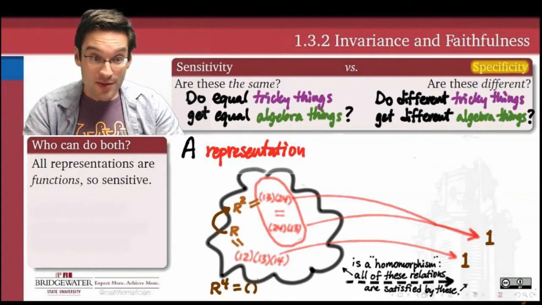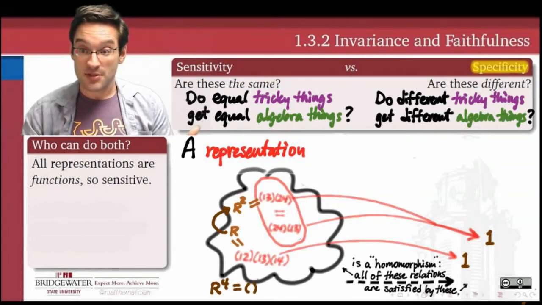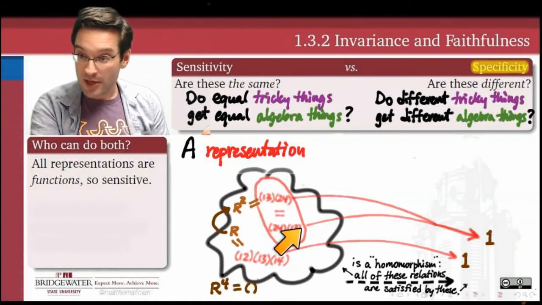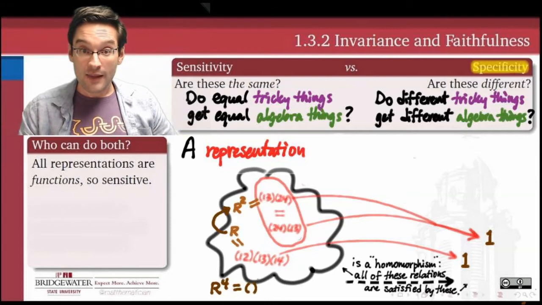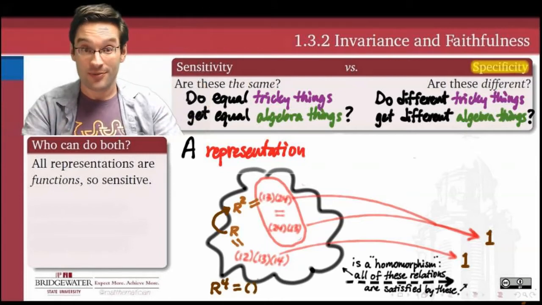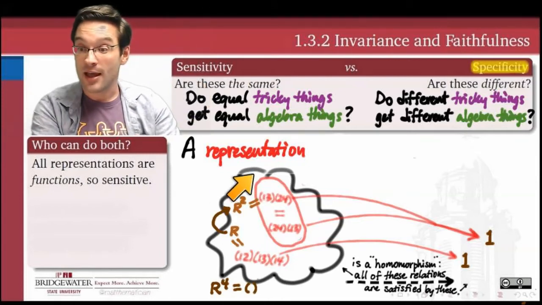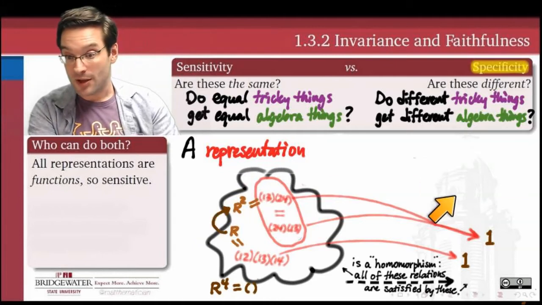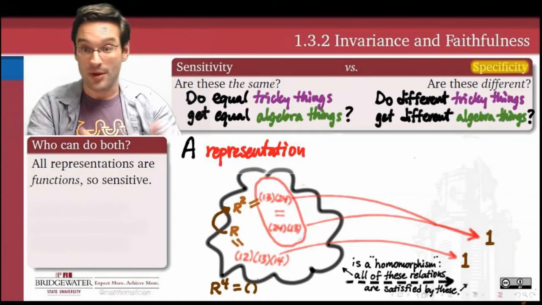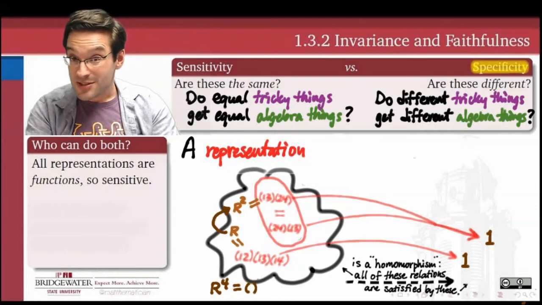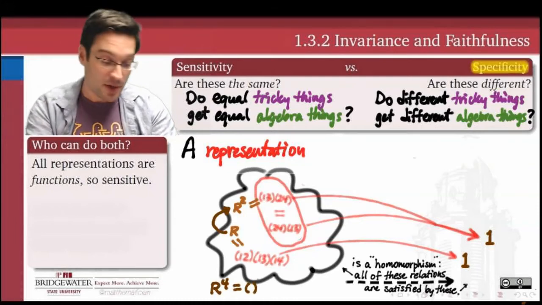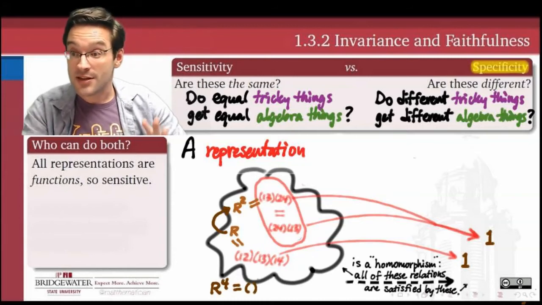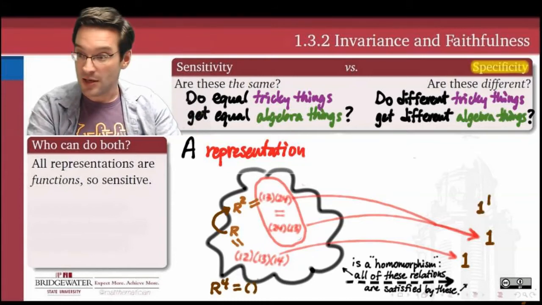So what we are doing is constructing a representation where equal tricky things are still getting equal algebra things, and all the relations are still satisfied. We're just collapsing all of the differences that existed between the elements in my original group, because we're collapsing them all to the same number 1 in my representation. So it's not a very useful representation for telling the differences between elements in my tricky setting, even if it is a valid representation nevertheless.